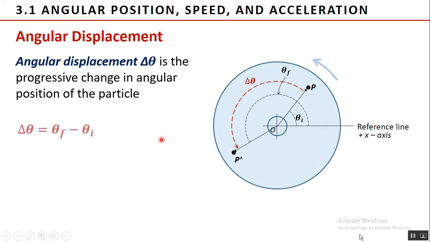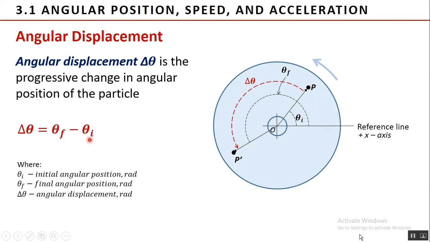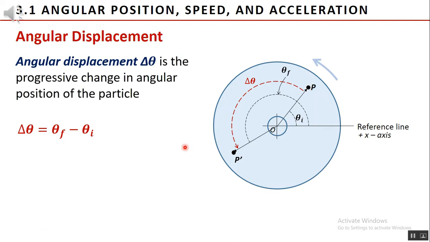Mathematically, angular displacement is given by the equation, final angular position, theta f, minus the initial angular position, theta i. The SI unit of angular displacement is also radians, for as long as the initial and final angular positions are expressed in radians. Depending on the state or direction of the rotation of a body, angular displacement can be a positive or negative value. It can also be zero.